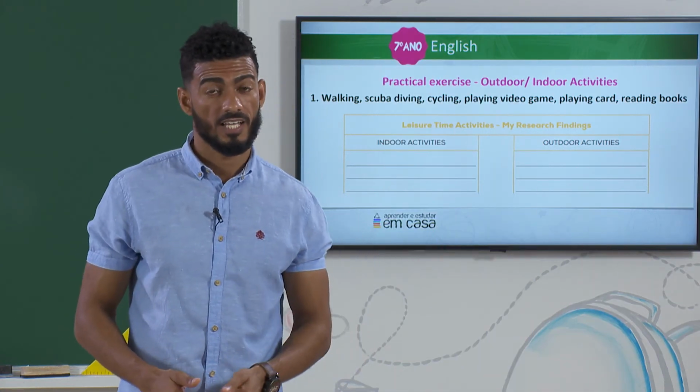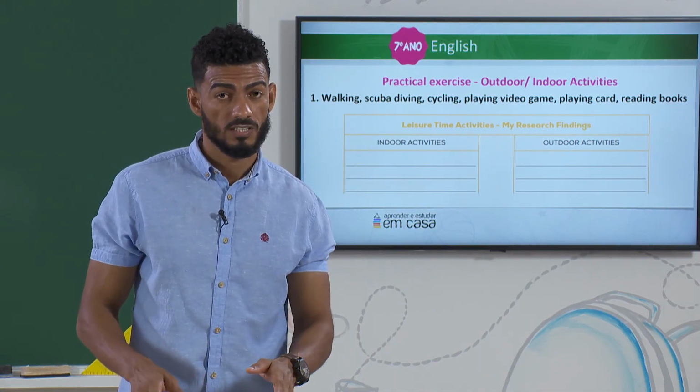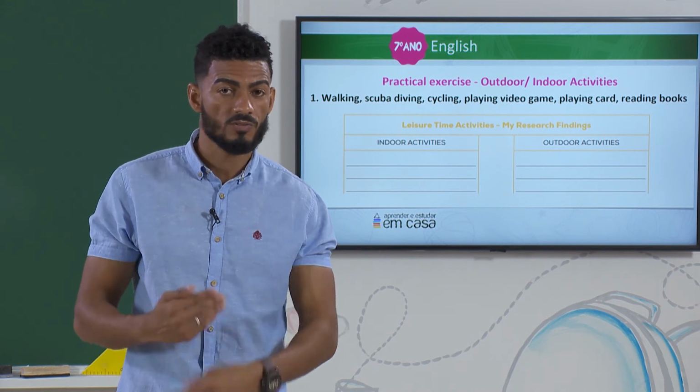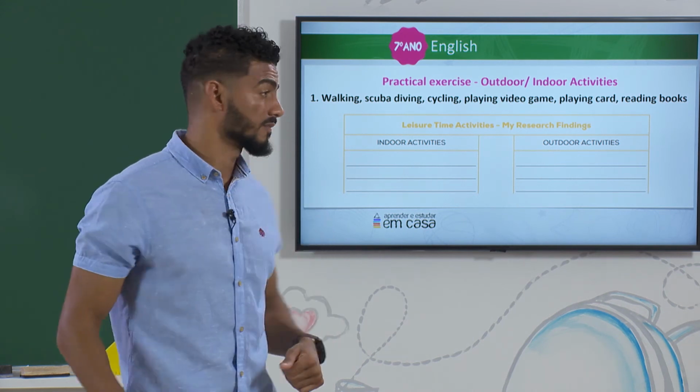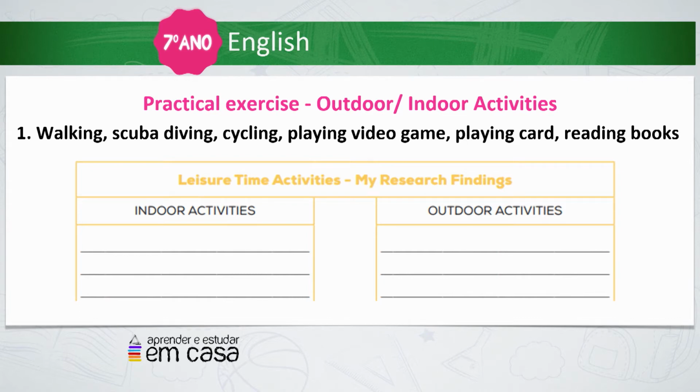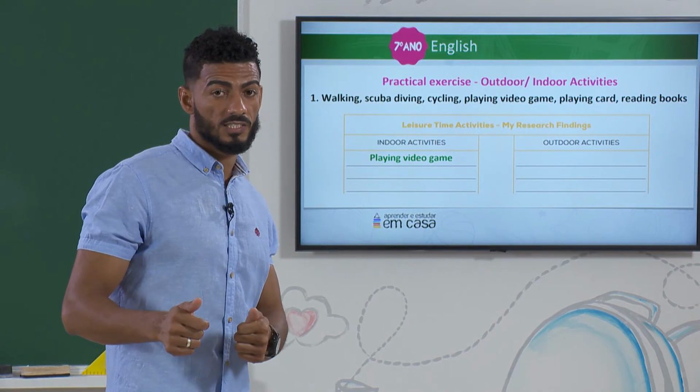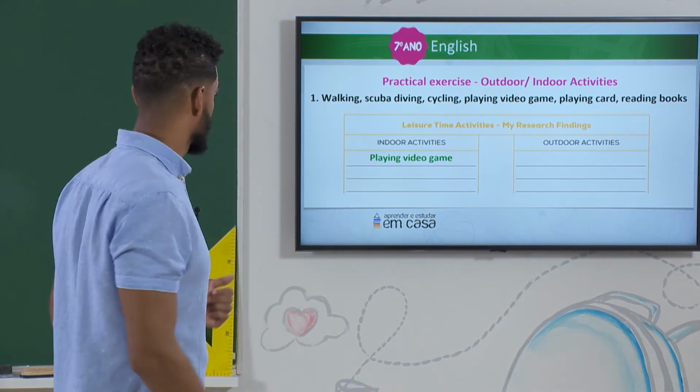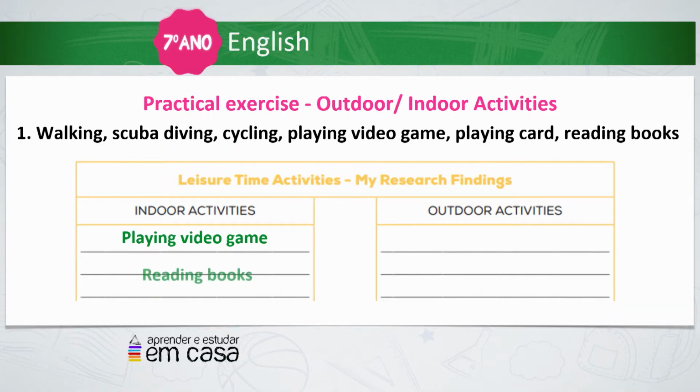So, are you done? Have you finished? All? Good. Now, let's do it together to see what you've done. So, the first one, can you say it? What is the first indoor activity? Good. Playing video games. You did it? Good. I knew you could do it. Great. So, the second one, we have reading books. Good. And the third one, indoor activities, we have playing cards.